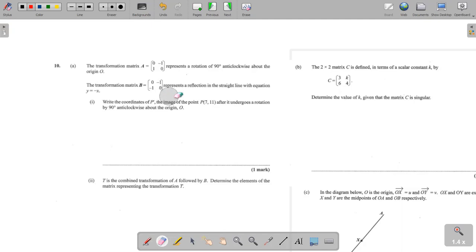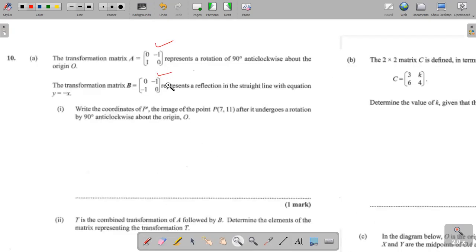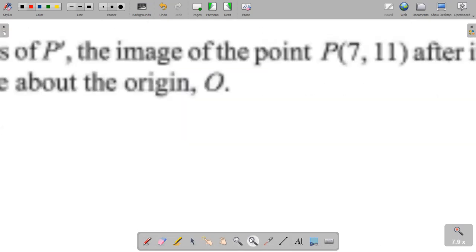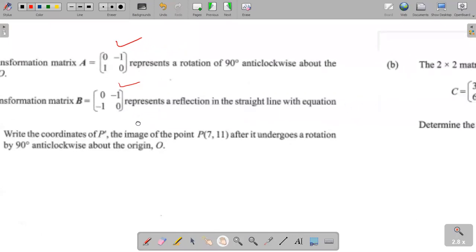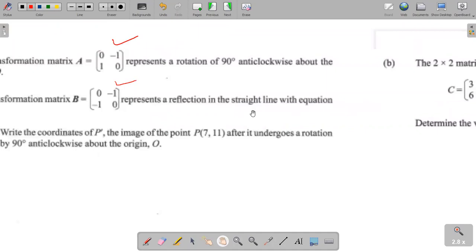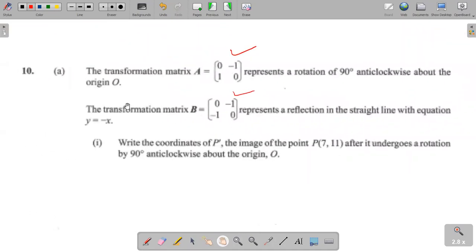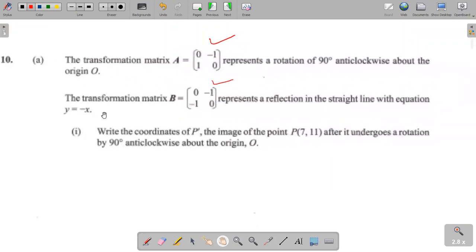All right? The next one, they give us another one. They say the transformation matrix B. So this is the first one and this is the second one. You realize they look similar, but they're not. Look at the difference. The first one got -1 and +1. The second one got -1 and -1. So the two of them are going to do two different things. This means that you're going to have a reflection in a straight line equation in this axis. If you don't know what this means, don't panic. I'm going to go over this at some point, so you don't even got to worry about that.